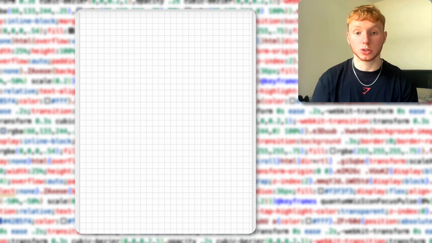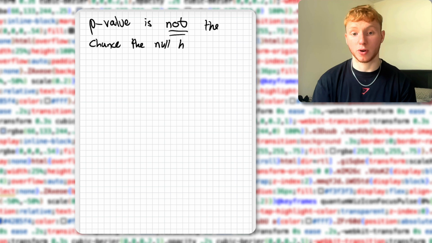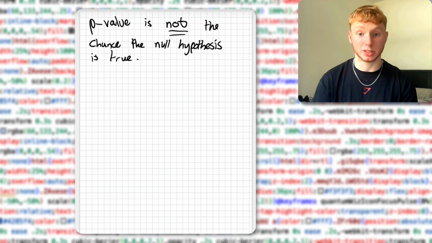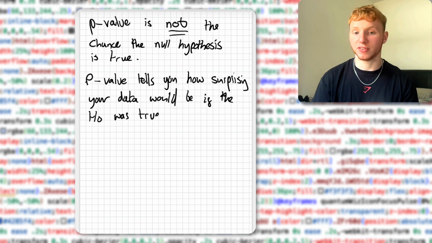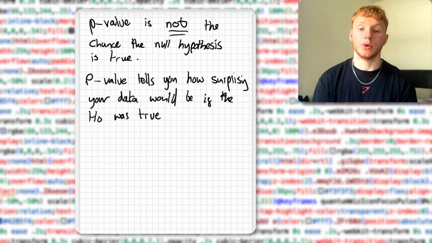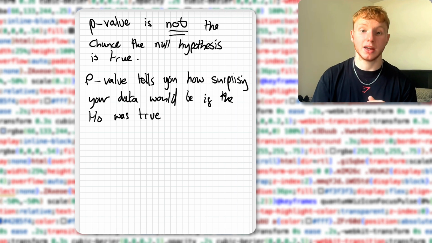Now that is how to work out the p-value, but what does this mean? Well, a p-value doesn't tell you whether a hypothesis is true. This is a common mistake. It actually tells you how surprising your data would be if the null hypothesis was true. So, if I had a p-value of 0.03 for example, then if I assume the null hypothesis is true, there's about a 3% chance of observing data this extreme or more extreme.